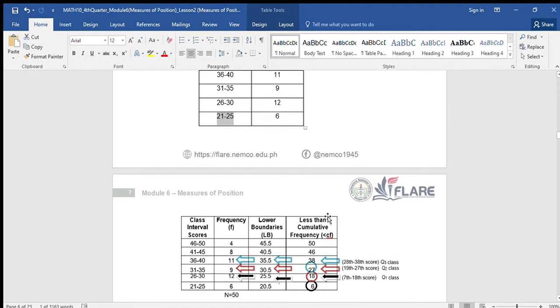Now, how do we get this less than cumulative frequency? Again, it is the less than cumulative frequency. From the word cumulative, we just have to add, so we focus on the frequency. Our first frequency is 6. Now, how did it become 18 above? We just have to add 6 plus 12, that is 18.